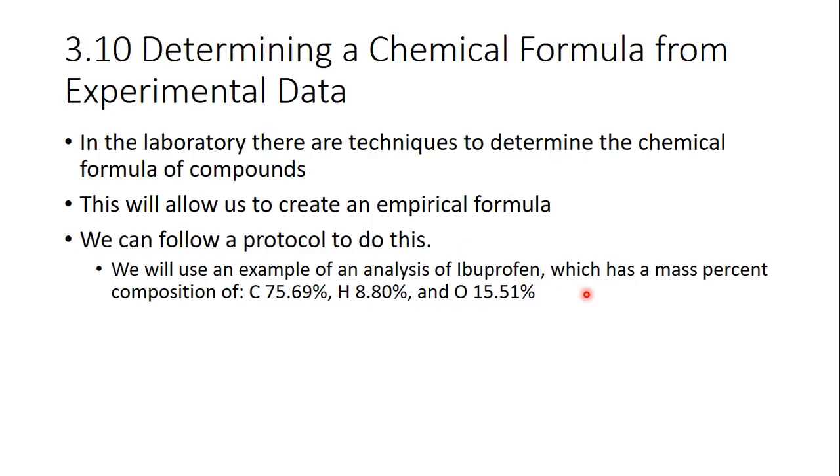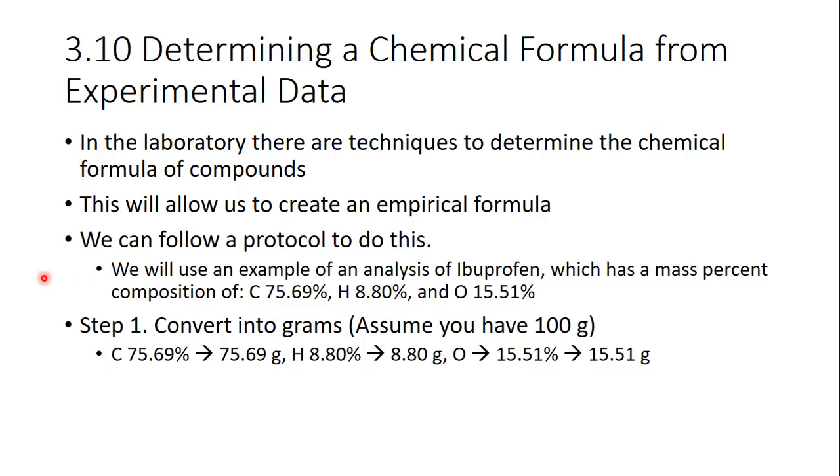Let's say you have ibuprofen, and you know ibuprofen has a mass percent composition of carbon 75.69%, hydrogen 8.80%, and oxygen 15.51%. So the first thing you want to do is assume you have 100 grams of your substance and convert these percentages into grams. They should all add up to 100. That's why we use 100 grams. So if we had 100 grams of ibuprofen, we would have 75.69 grams of carbon, 8.80 grams of hydrogen, and 15.51 grams of oxygen.